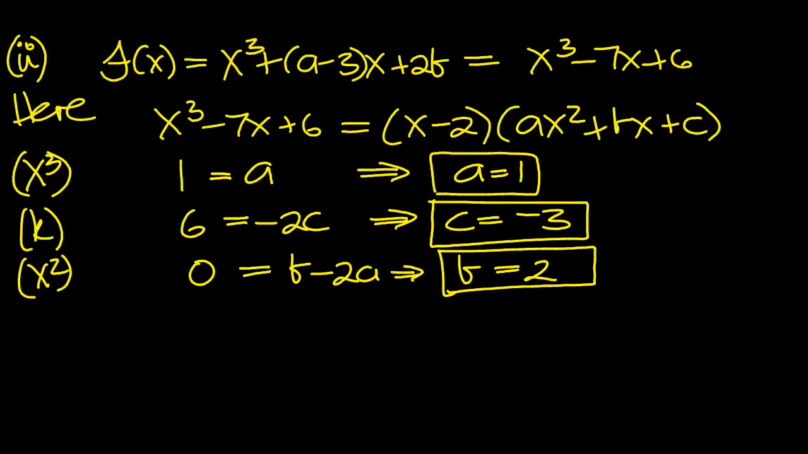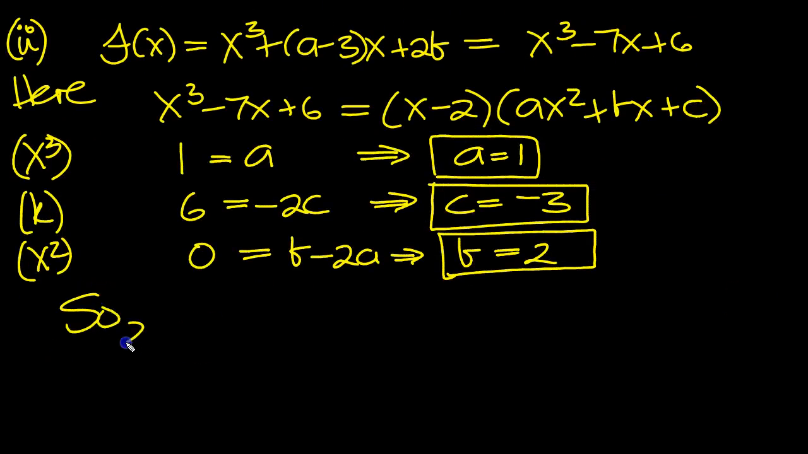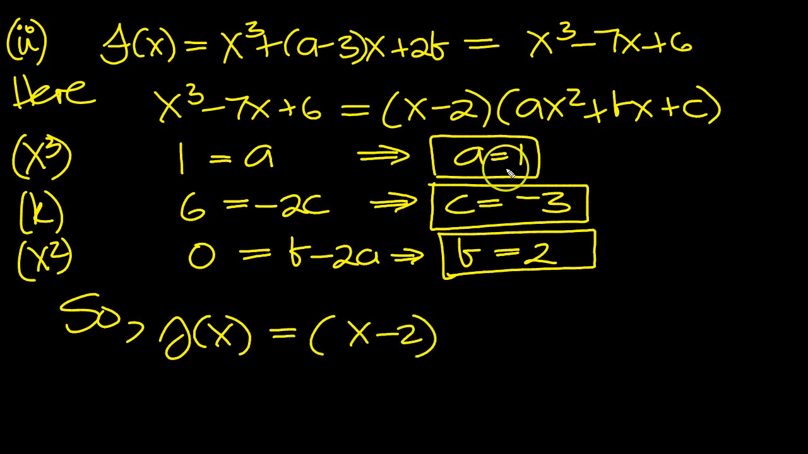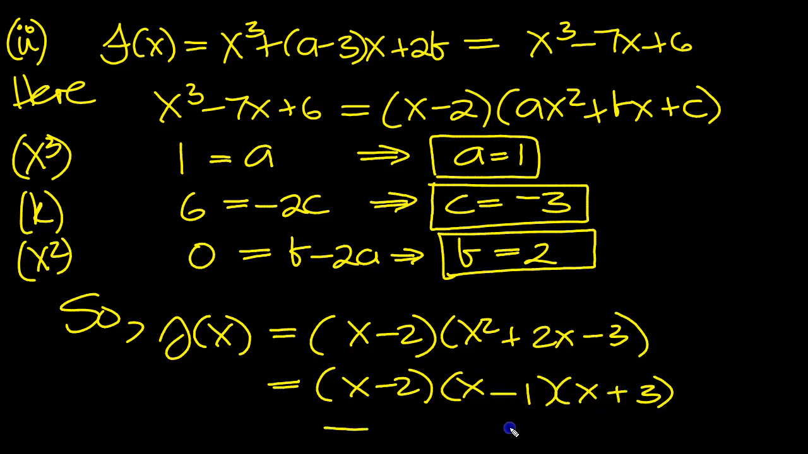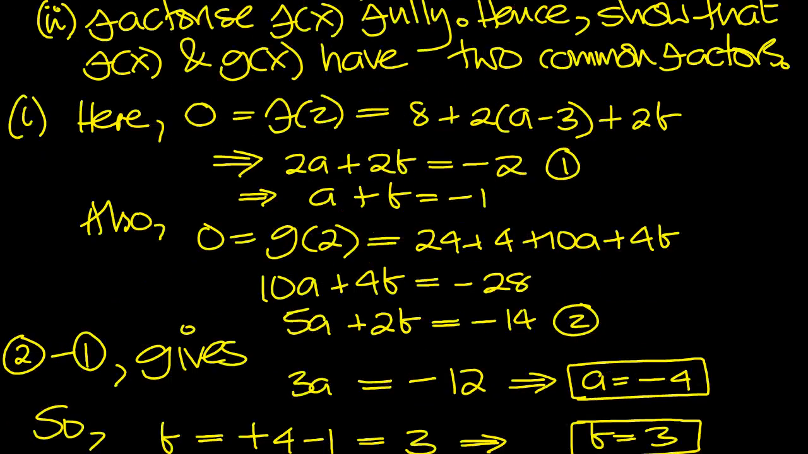So f of x equals then? So f of x is equal to, well, it was x minus 2, wasn't it? And then we've got a, which is x squared, plus b, which is 2, x's, plus c, which is minus 3. Factorise this then, x and an x. It's got to be 3 ones if it works, and it needs to be a plus 3 and a minus 1. So there's f of x factorised completely then. Now let's go back to the question.